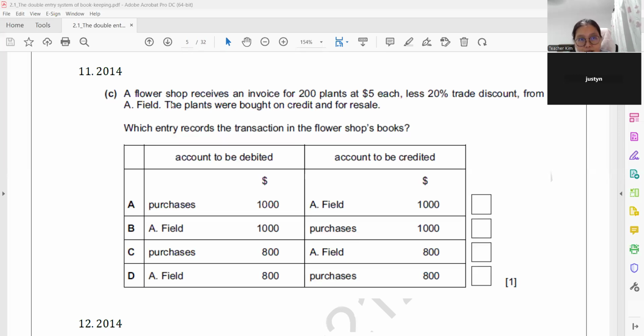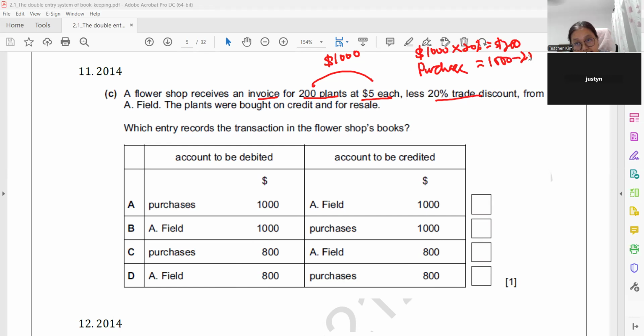Okay. A flower shop received an invoice for 200 plants, each at a given price. That means this one times this one is 1,000. Okay. Less 20% trade discount. So how much is actually the amount? We take 1,000 times 20%. This is the 200. 200 is the discount. That means the purchase is 1,000 minus 200, which is 800. So you can also straight away take 1,000 times 80% to get 800.